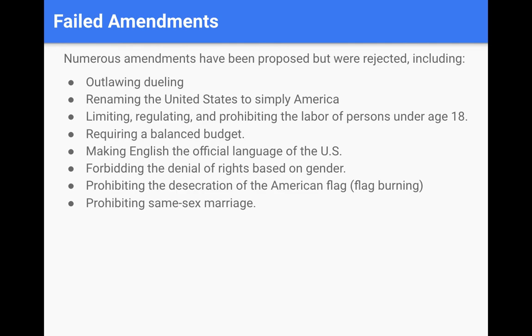Well, why? Okay, like with our first one here, outlawing dueling. Maybe dueling is illegal, and just because the amendment failed, I want to make sure I'm clear on that, that doesn't mean it's still allowed and practiced, right? It is illegal in all 50 states. You can't do it. But does just making something illegal make it rise to the level of being a part of our Constitution?